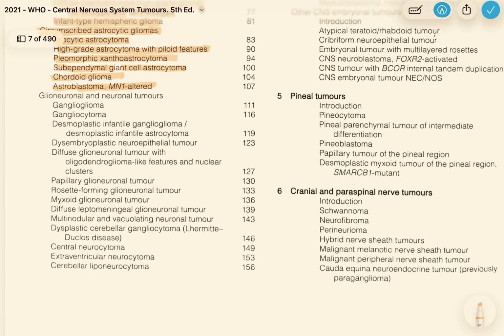So in glioneuronal and neuronal tumors, we have ganglioglioma, gangliocytoma, desmoplastic infantile ganglioglioma / desmoplastic infantile astrocytoma, dysembryoplastic neuroepithelial tumor, diffuse glioneuronal tumor with oligodendroglioma-like features and nuclear clusters, papillary glioneuronal tumor, rosette forming glioneuronal tumor, myxoid glioneuronal tumor, diffuse leptomeningeal glioneuronal tumor, multinodular and vacuolating neuronal tumor, dysplastic cerebellar gangliocytoma, and central neurocytoma, extraventricular neurocytoma, and cerebellar liponeurocytoma.